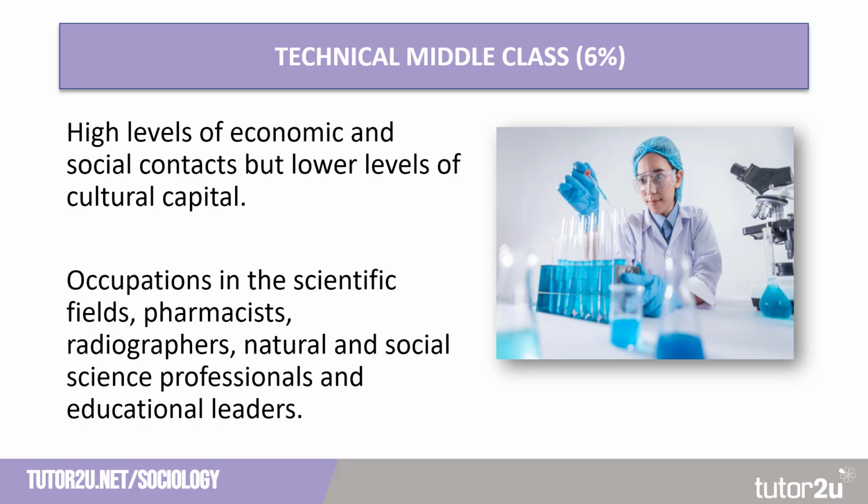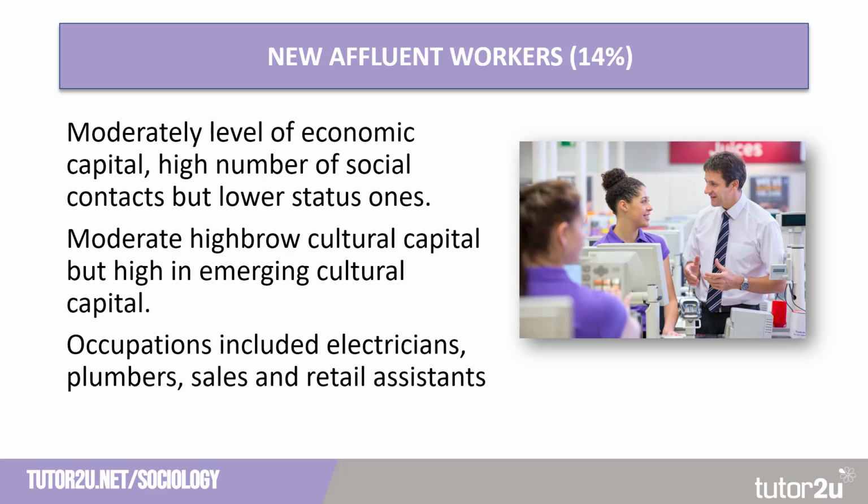The new affluent workers is a term that many sociologists will have encountered through looking at the work of Townsend and Devine. These accounted for 14% of face-to-face respondents, and they had a moderately high level of economic capital, a high number of social contacts, but lower status social contacts. They also had moderate highbrow cultural capital, but they were high in emerging cultural capital. That is, cultural tastes, attributes and likes that are associated with more contemporary society. Within this group, there were occupations that included electricians, plumbers, sales and retail assistants.